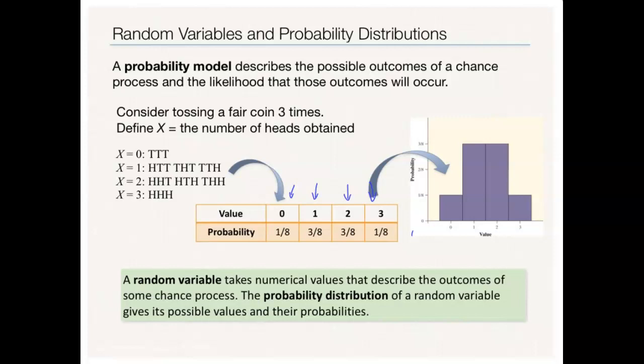So for example, here we're tossing a fair coin 3 times, and the variable that I'm defining is X, the number of heads I get in those 3 tosses. So the outcomes possible are 0 heads, so tails, tails, tails. I could have 1 head. There's 3 ways to do that: heads, tails, tails; tails, heads, tails; tails, tails, heads. Or I could have 2 heads: heads, heads, tails; heads, tails, heads; tails, heads, heads. Or I could have 3 heads. So the possible values are 0, 1, 2, and 3.